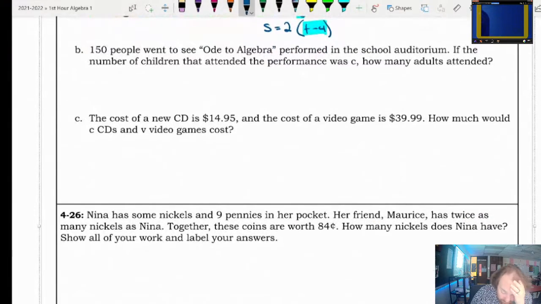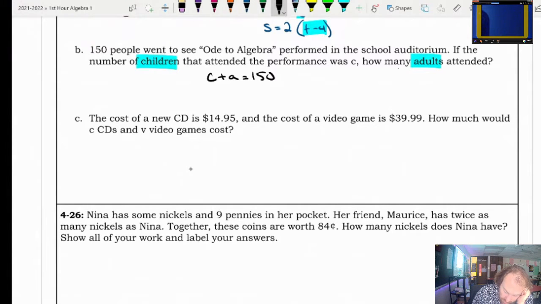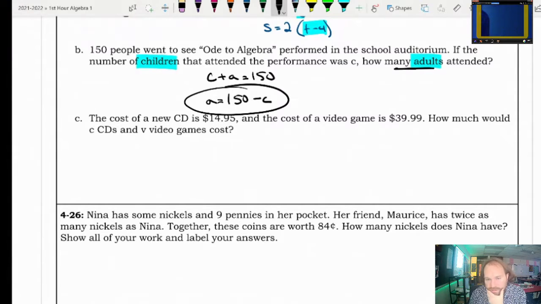150 people went to see Ode to Algebra performed in the school auditorium. If the number of children that attended the performance was C, how many adults attended? So 150 people went total. This is kind of a tricky one. There are two categories of people. There are children and there are adults. So one way to think about this is C plus A is 150. So as far as the number of adults that went, the number of adults is the total of 150 minus the children. Good way to think about that.